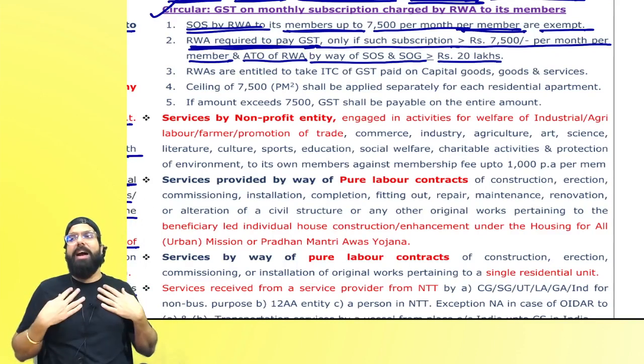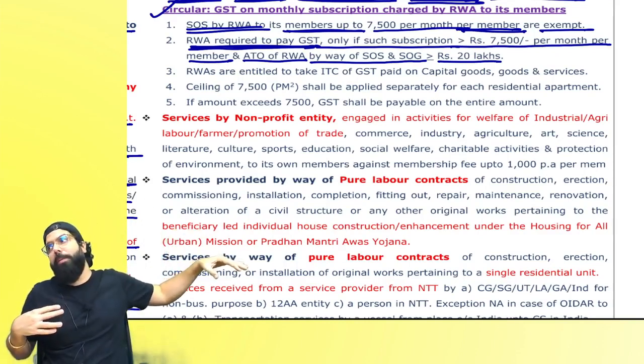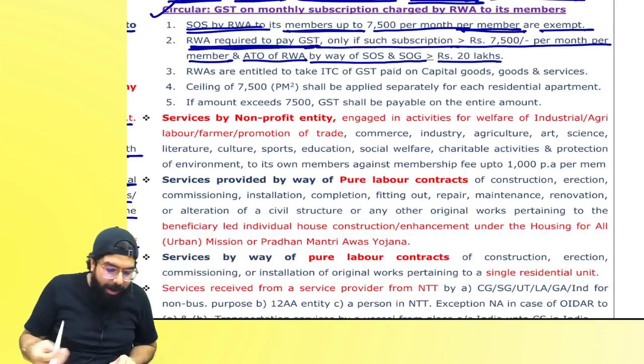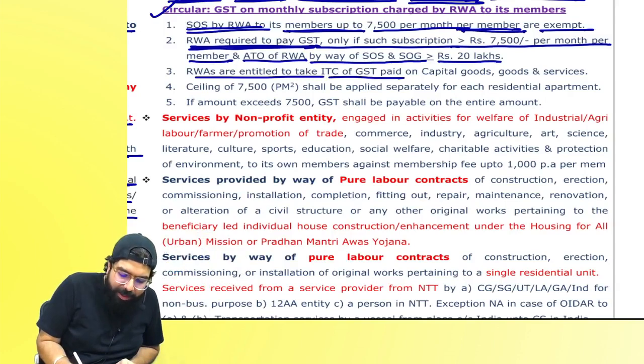Tell me one thing, if RWA is charging GST to its members, whatever goods or services it is purchasing, can it take ITC? Yes, RWAs are entitled to take ITC of the GST paid on the capital goods and services.